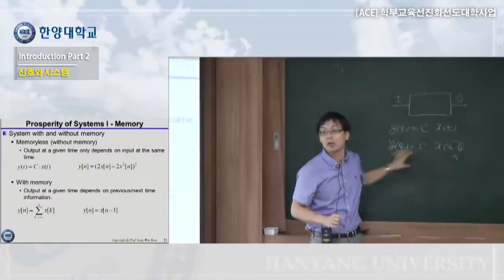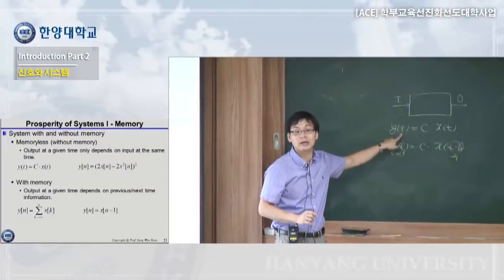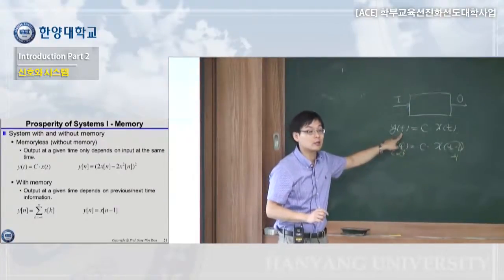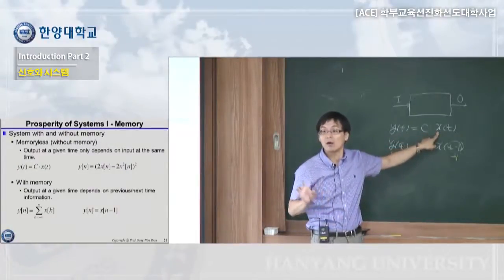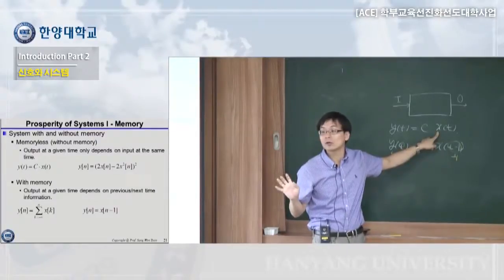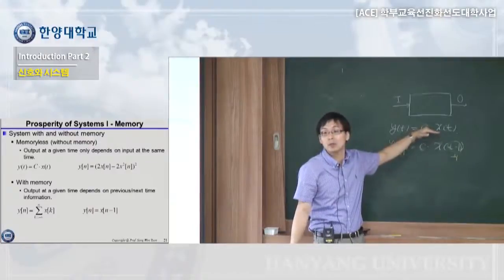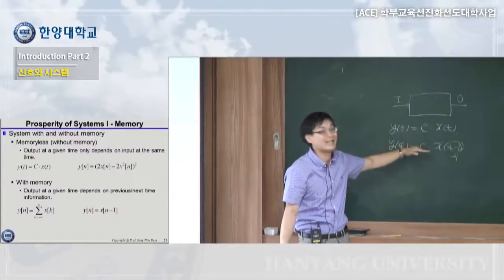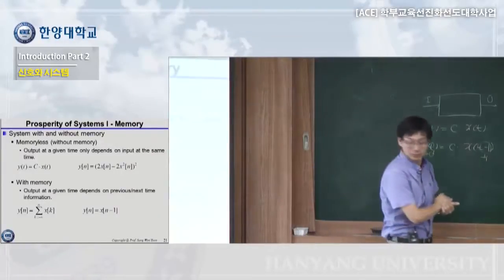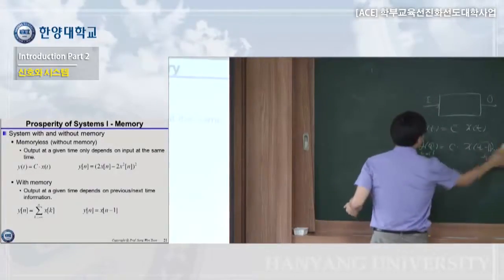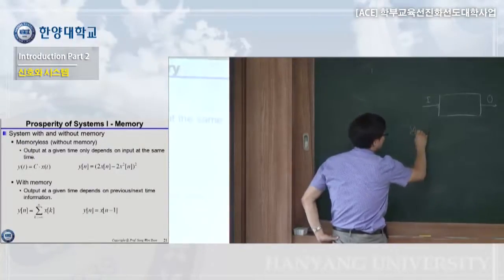This one, we need a memory. This one, to know the output at time of 0, we need to know the input of when time of 0. We don't need to know time of -1, -2 past. So this one, we don't need a memory, memoryless system. This one, we need a memory, memory system. One example is like this.